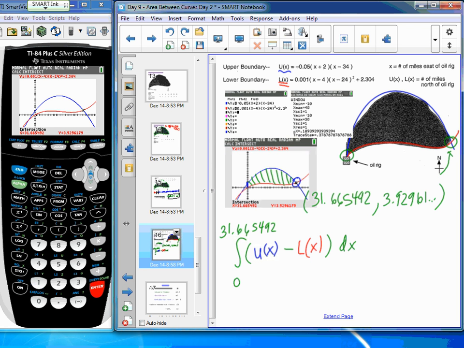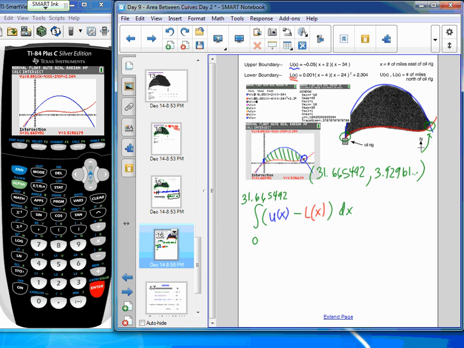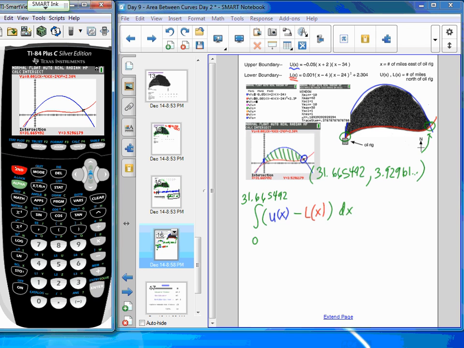Now that we've gone ahead and set up my definite integral and shown that calculus, we can go to our calculator and math 9 it. Again, we've already entered our y1 as u of x and y2 as L of x, so on your home screen, you can call out the functions named y1 and y2 and not have to worry about typing errors and getting the decimals wrong. So everybody, we can math 9, and we can integrate from 0 up until 31.6659492. And our integrand function, I want to do as u of x minus L of x.